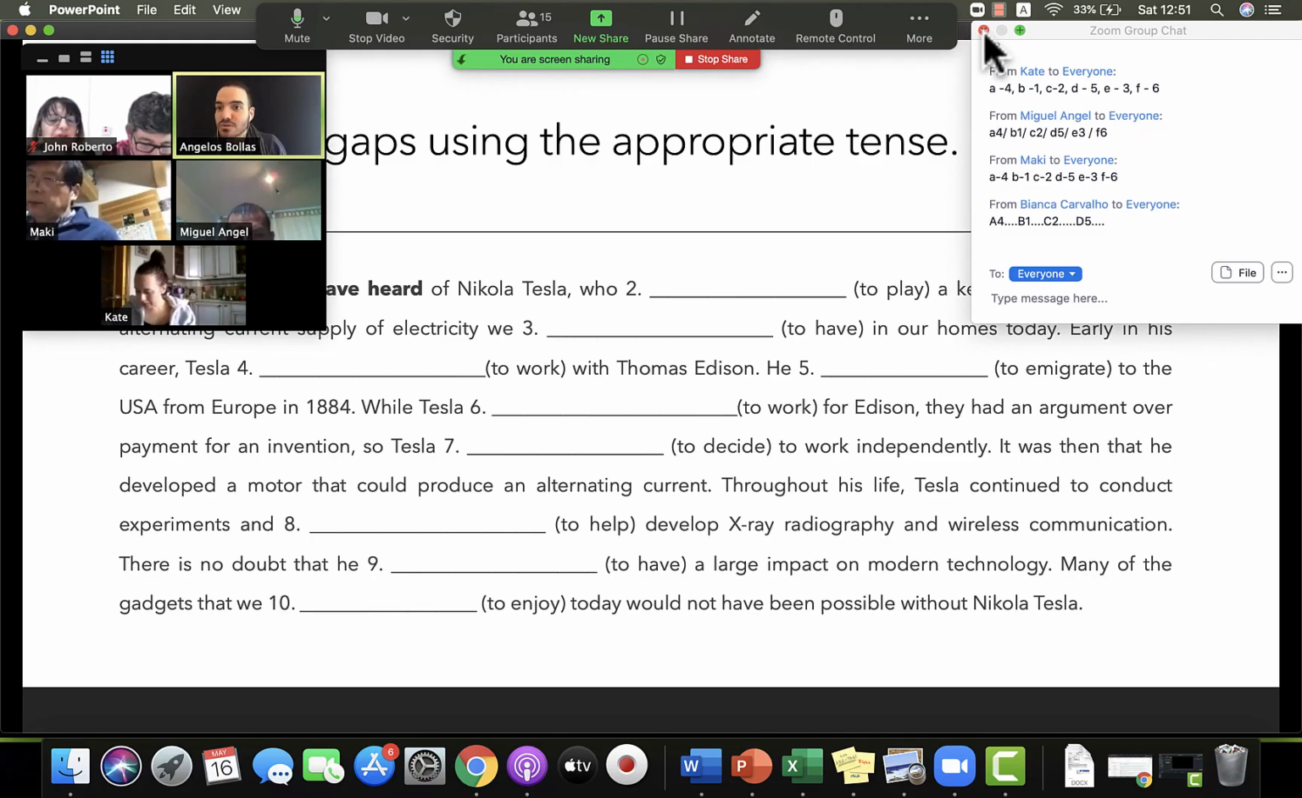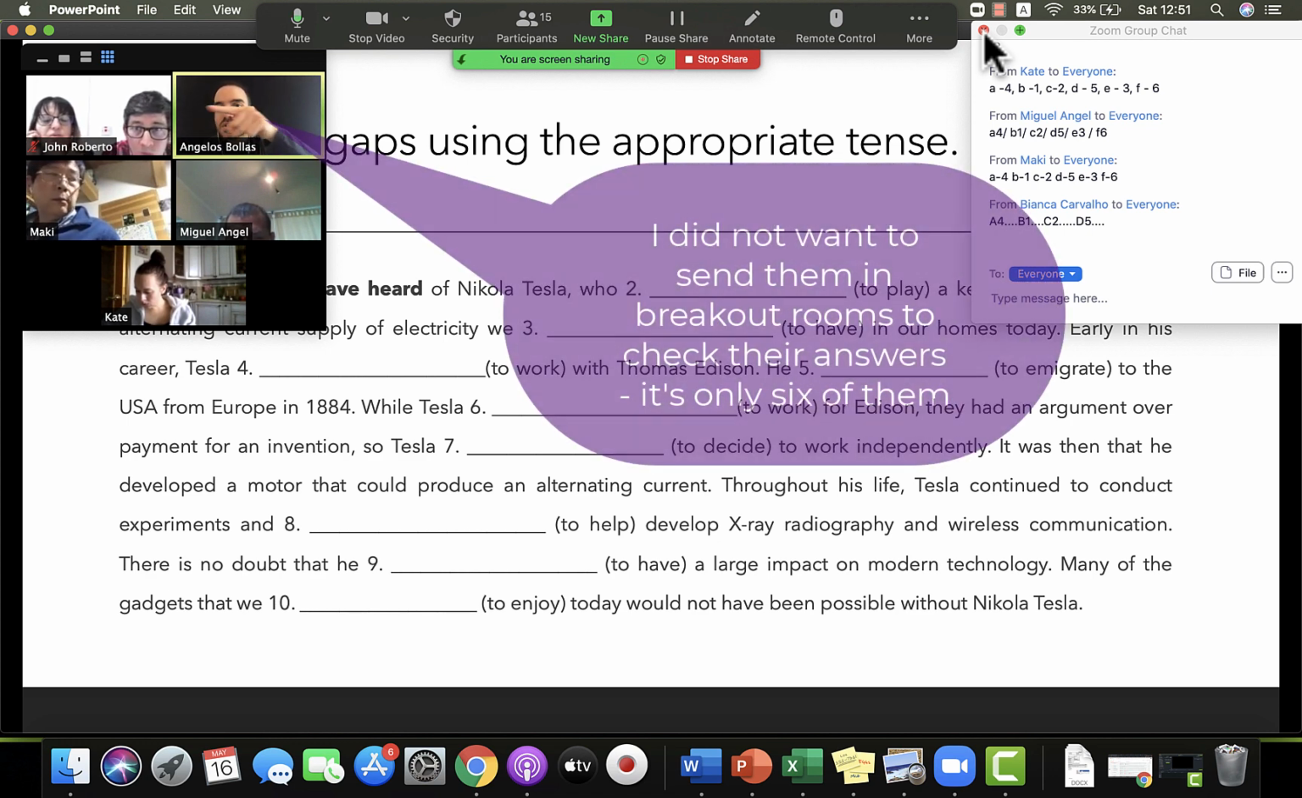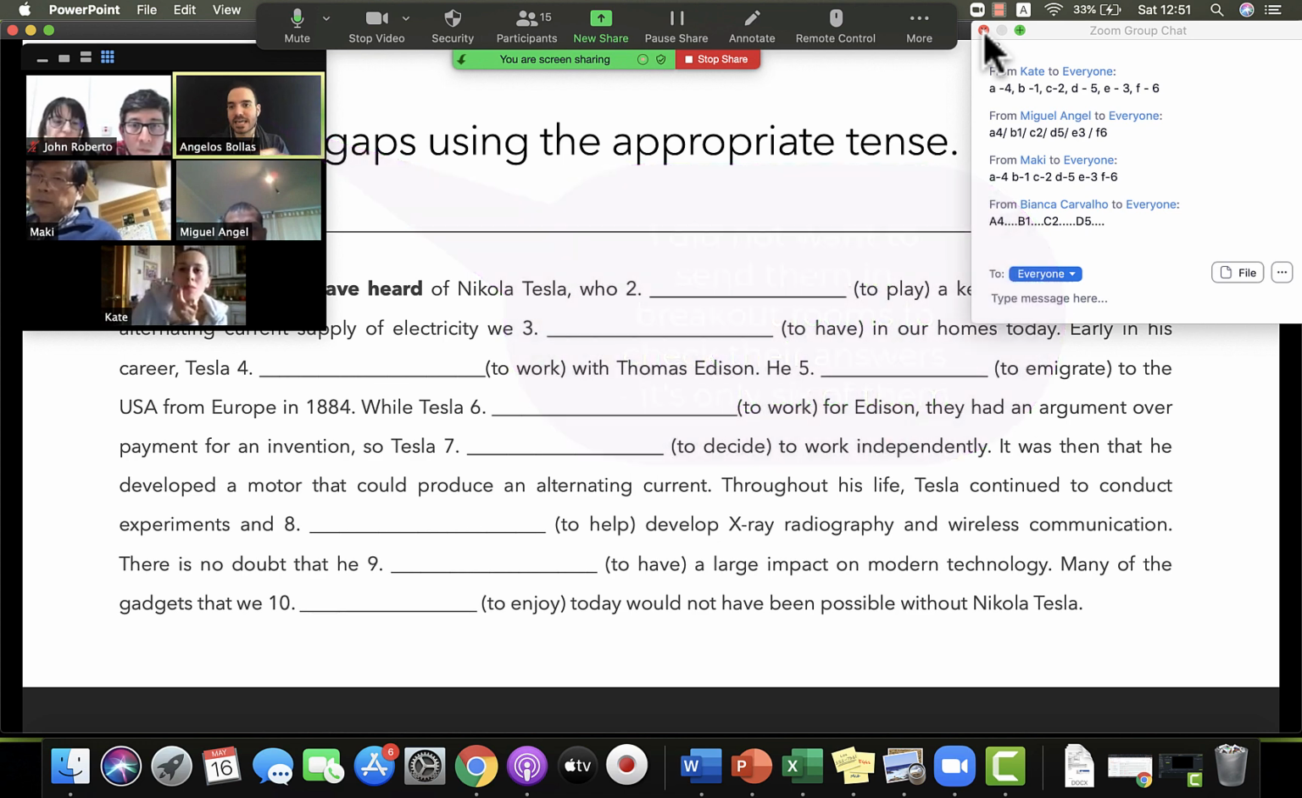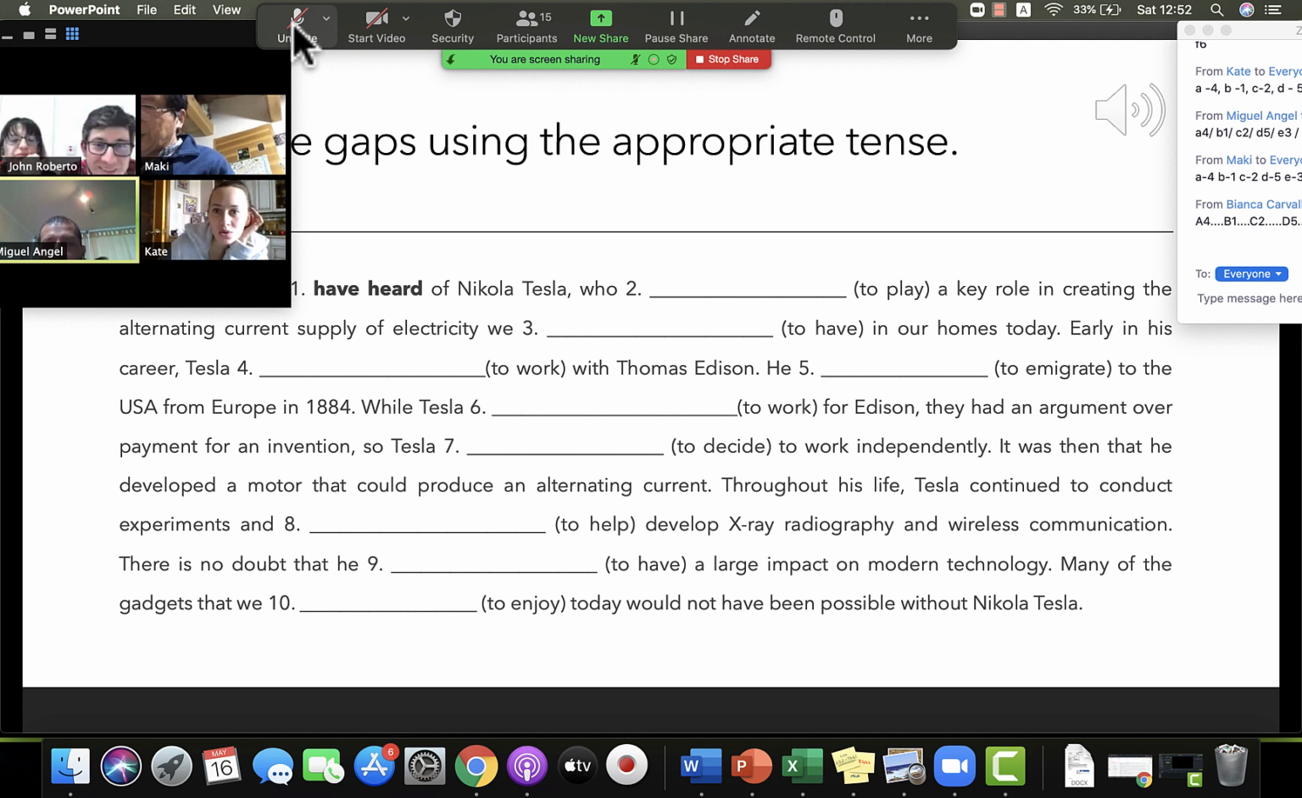What I'd like you to do, since it's only 6 of you, I want you to check your answers together. So I'm going to turn my camera off, forget about me, and check orally your answers together. See if you agree. Number 2 is the play, you use played, the simple. Yes? Played, yes. I agree. Number 3, present simple. We have in our homes today. Yes, I agree with you. We have.